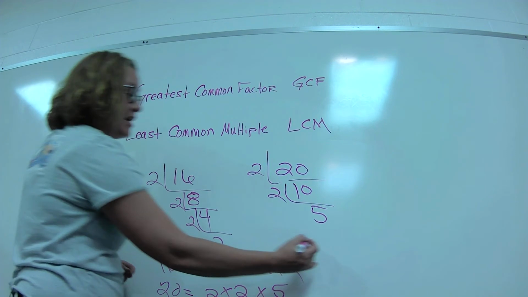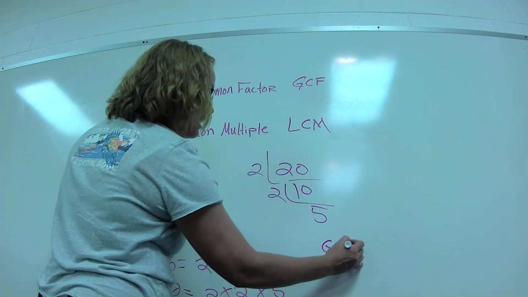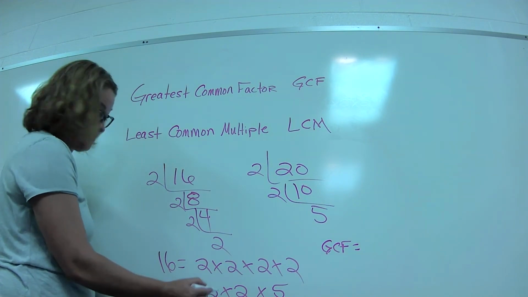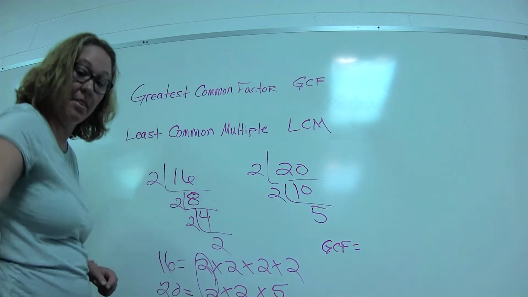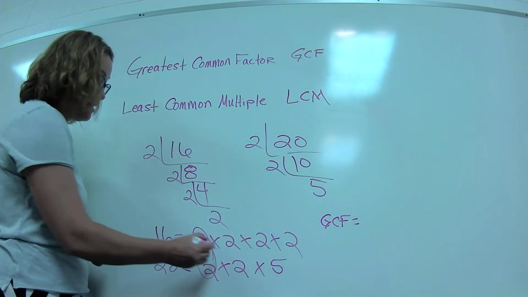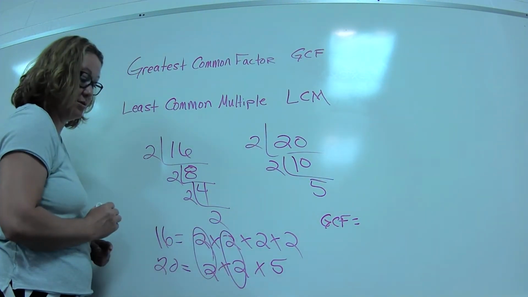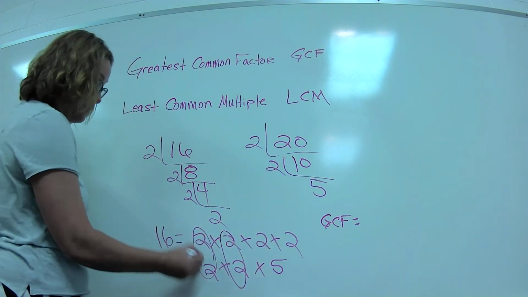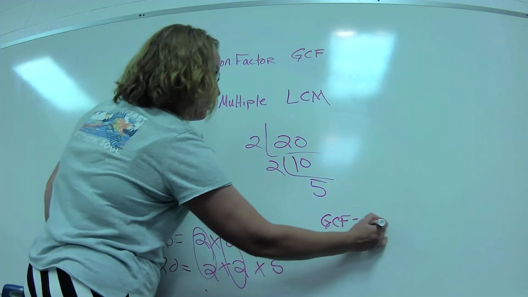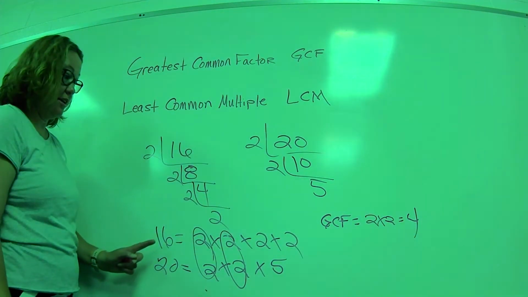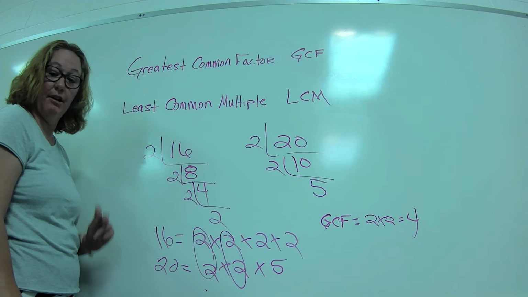All right, so let's find our greatest common factor. A 2 and a 2, and a 2 and a 2. But then we have a 2 and a 5. Nothing else is common. So now we have 2 times 2, so our greatest common factor is going to be 4.